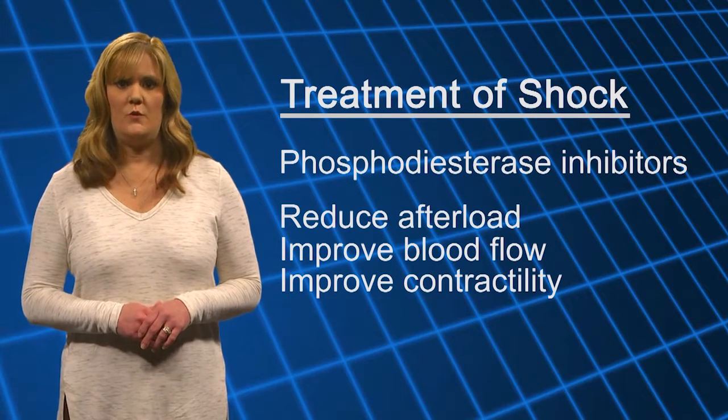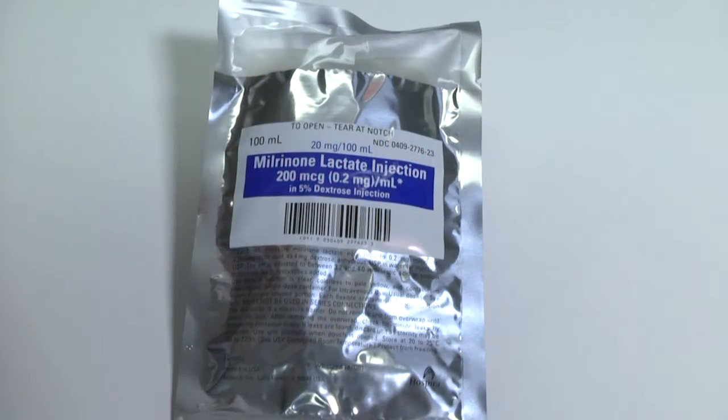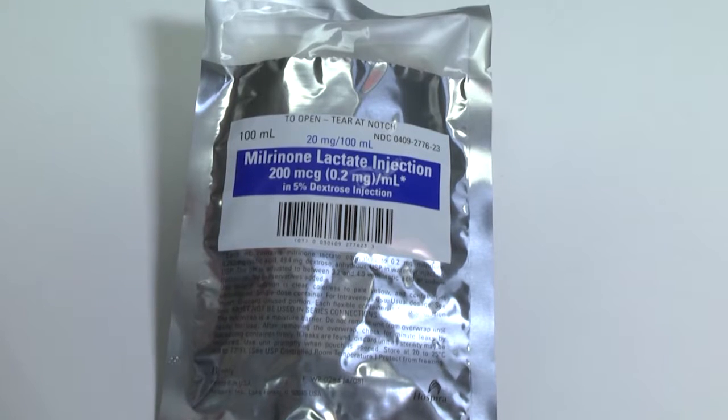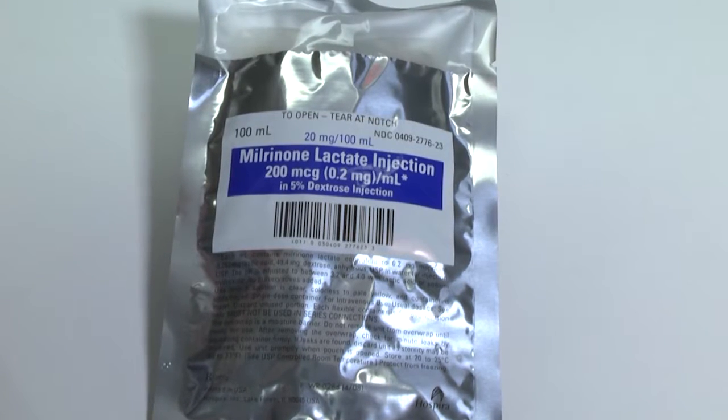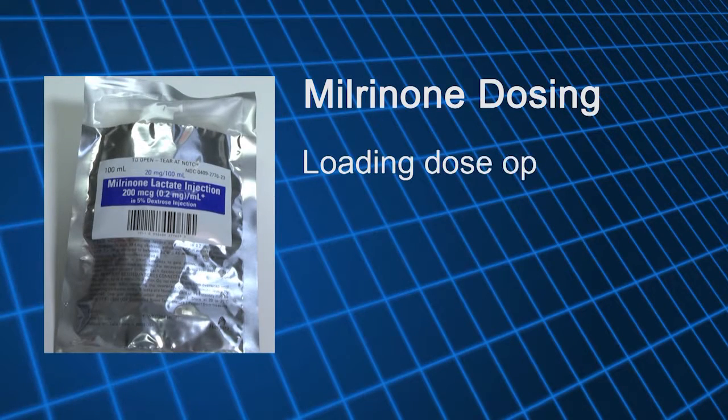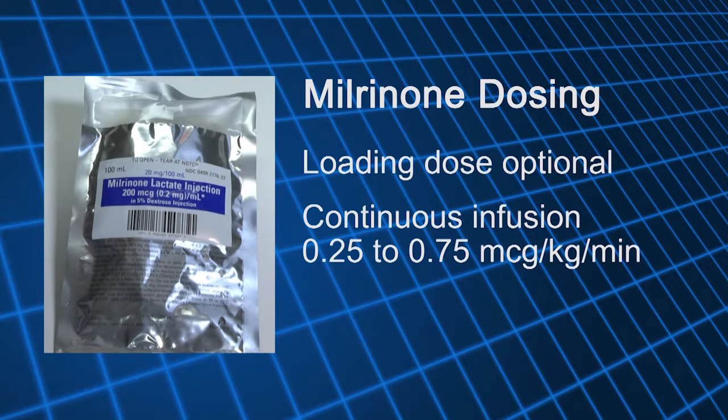The most common one that we see used is milrinone. Milrinone increases myocardial contractility and reduces preload and afterload through the relaxation of the vascular smooth muscle. Administering a loading dose is optional. The longer the loading dose is infused, the less chance of developing hypotension. The loading dose is usually followed by a continuous infusion of 0.25 to 0.75 micrograms per kilogram per minute.